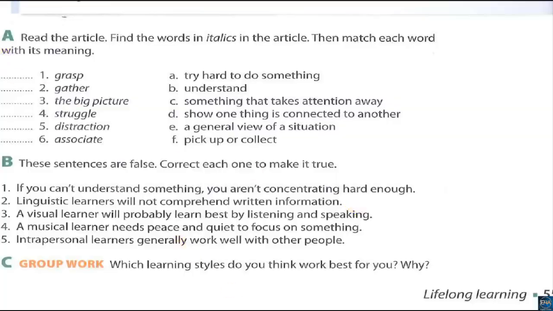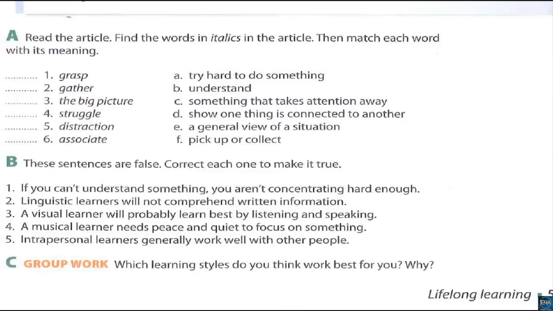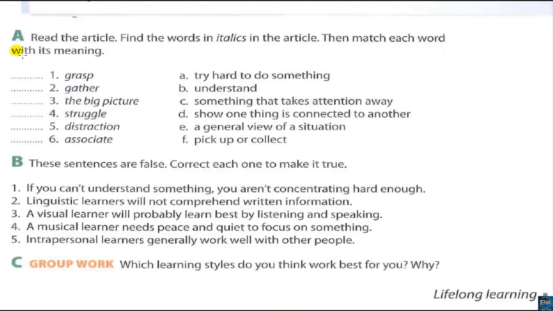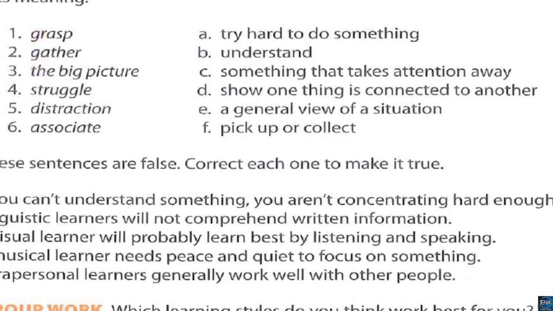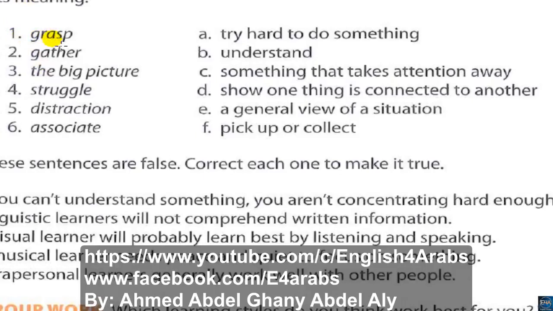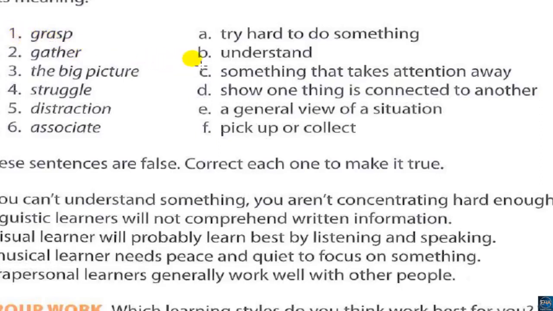A. Read the article, find the words in italics in the article, then match each word with its meaning. So here, you have to return to the passage and read the word and its meaning inside this passage, not in the dictionary or the meaning you know. Number 1, grasp. Grasp means understand. Grasp information, to understand information.